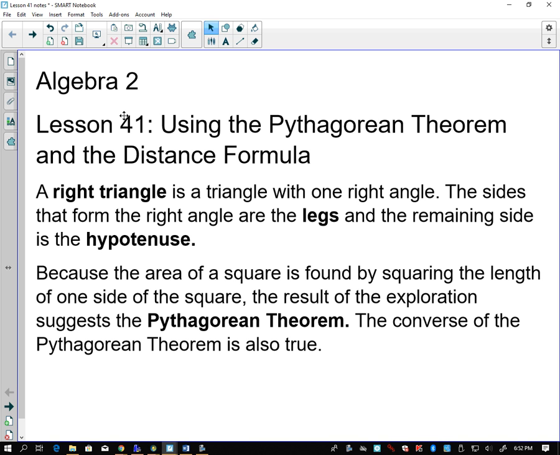A right triangle is a triangle with one right angle. The sides that form the right angle are the legs, and the remaining side is the hypotenuse. The hypotenuse would be the side that we would use to find the distance between two coordinate points on a line. Because the area of a square is found by squaring the length of one side of the square, the result of the exploration suggests that the Pythagorean theorem and the converse of the Pythagorean theorem both are true.